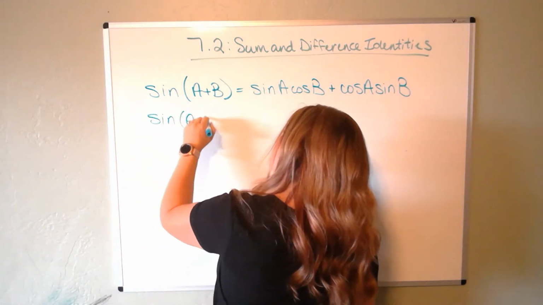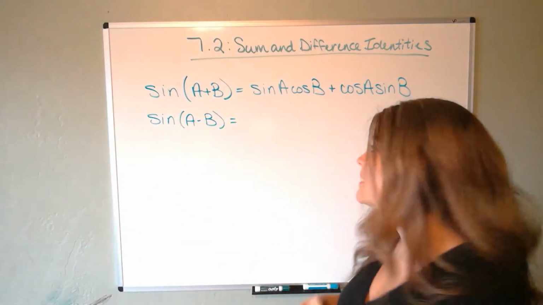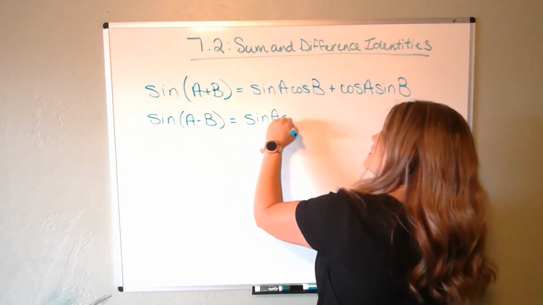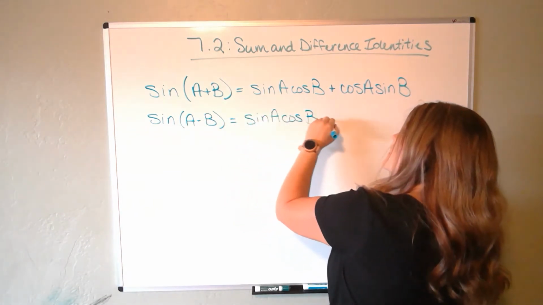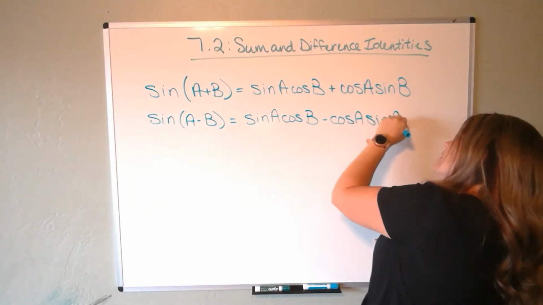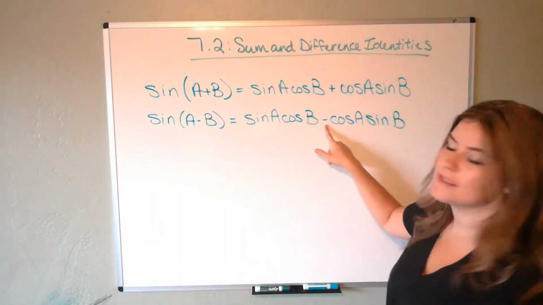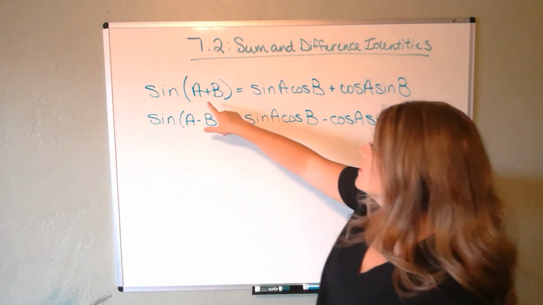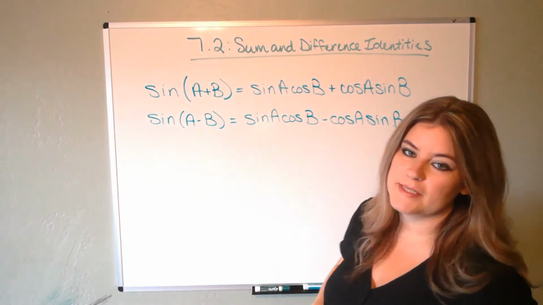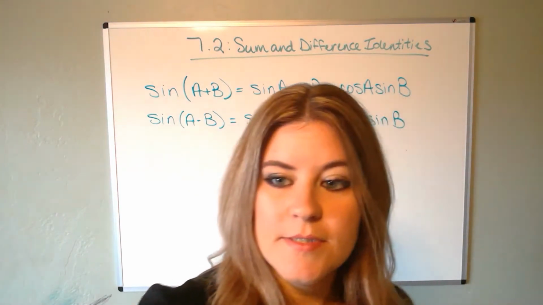The difference identity for sine, if I want the sine of A minus B, it's very similar. It's going to be sine A cosine B minus cosine A sine B. So, very similar. Notice the sign difference. This one has a plus, this has a plus, this has a minus, this has a minus. That makes sense. Okay, so let's work some examples.